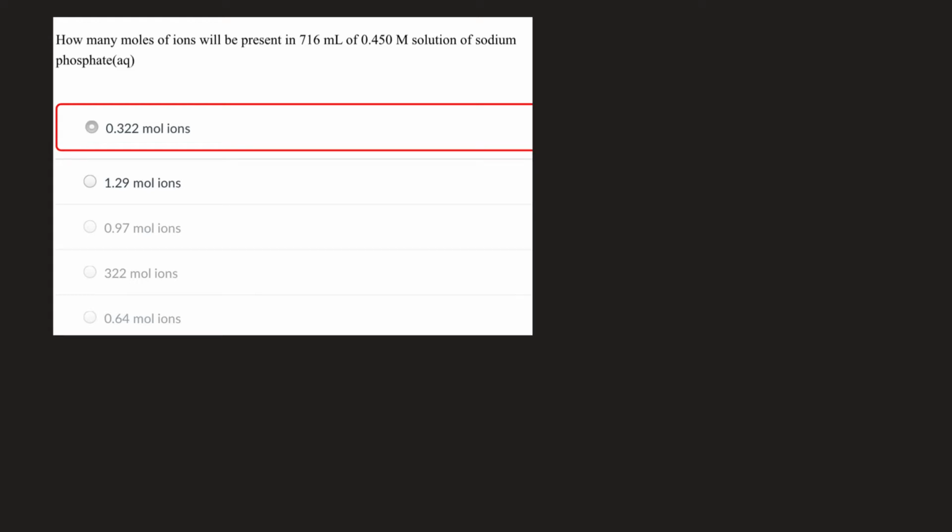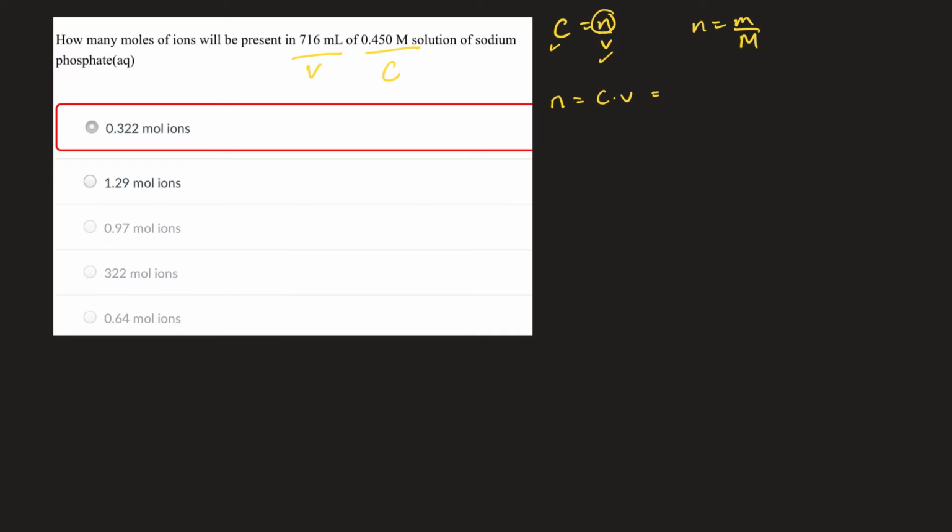Well, here's a couple of questions where understanding of moles and how many things are in solution is important. The first question says, how many moles of ions will be present in this volume and this concentration of sodium phosphate? So I know I have these formulas: C equals n over V, and n is equal to m over capital M. If I have a C and a V, I can figure out n. Let's do that first.